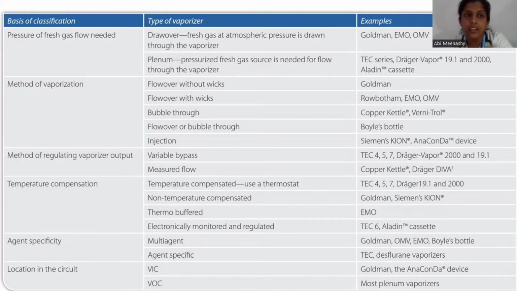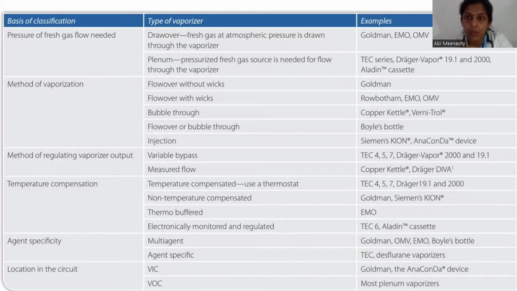And the second classification is according to the method of vaporization. Method of vaporization can be flow over without wicks or with wicks. Flow over as in the fresh gas flow; the gas will flow over the vaporizing chamber. And bubble through. In bubble through, the gas is being bubbled through the liquid anesthetic agent. It can be flow over or bubble through, or it can be injection type.